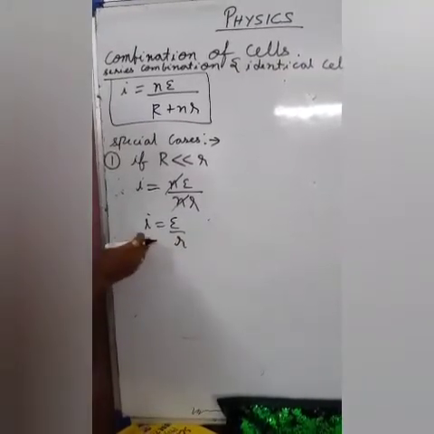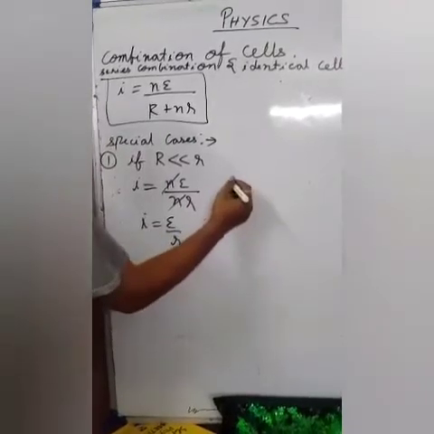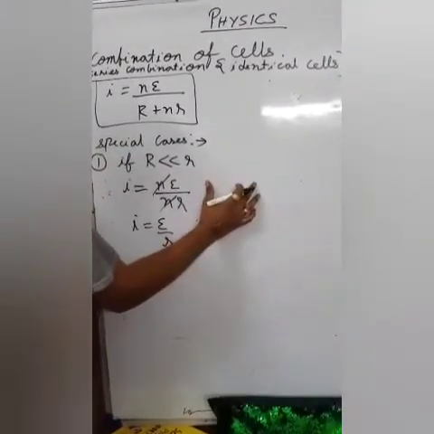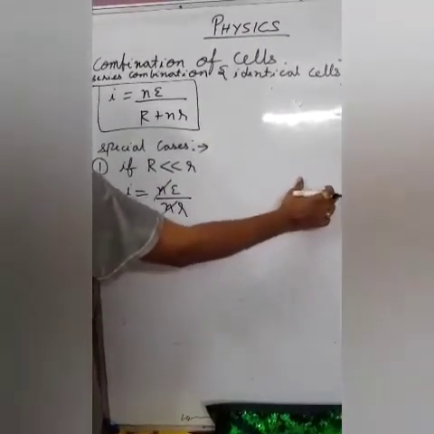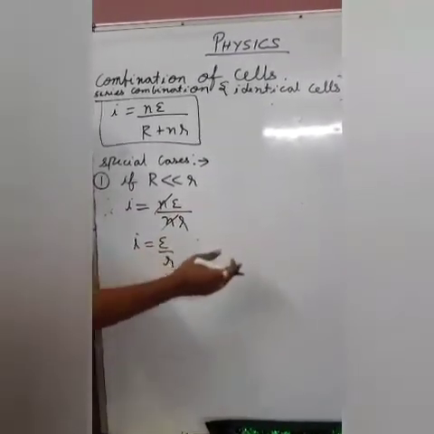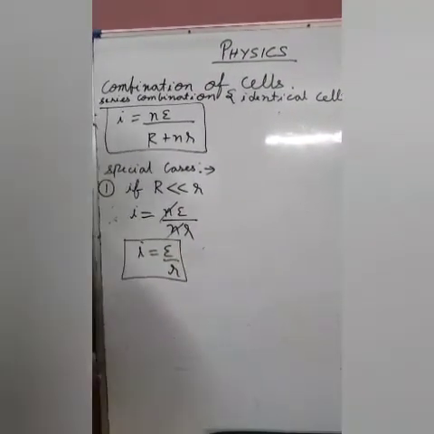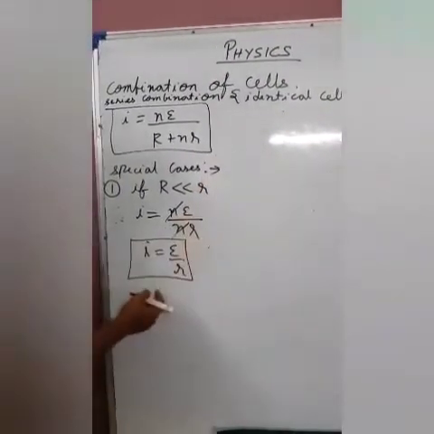It would hardly affect the current. So even if I use only one cell or two cells or three or even 100 cells, it would hardly matter how many cells I have used. The amount of current which I am getting would remain the same. That is, no change in the current.